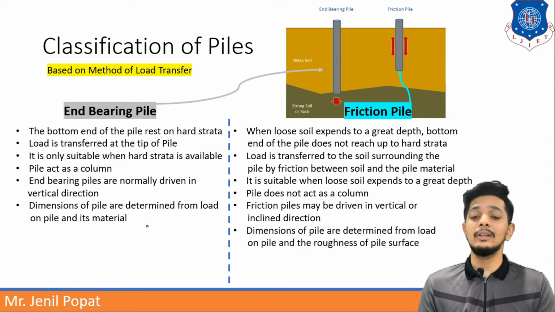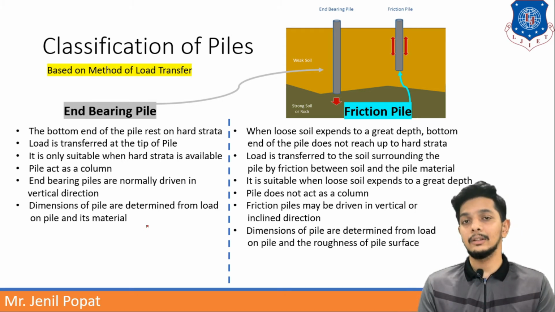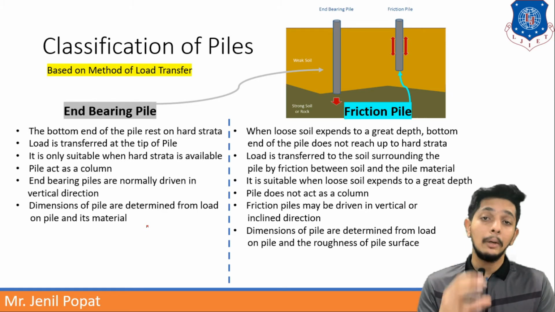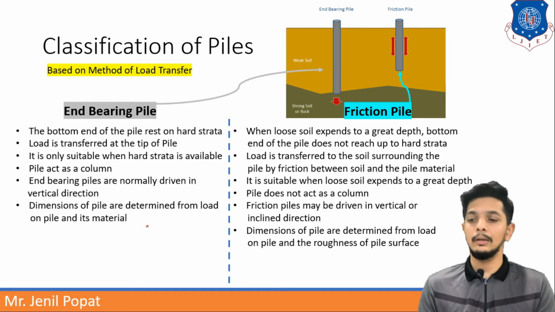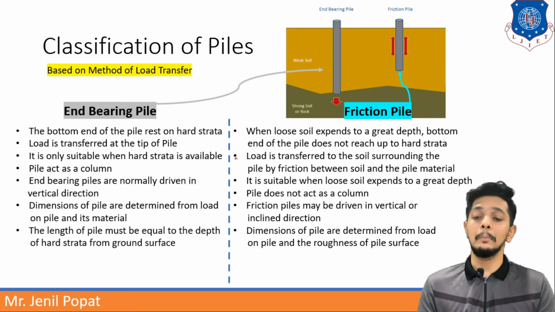Whereas in case of friction pile, dimensions are determined from load as well as roughness of the pile surface. So here we are talking about friction pile. So roughness will play a big role. The length of the pile must be equal to the depth of hard strata from ground surface.